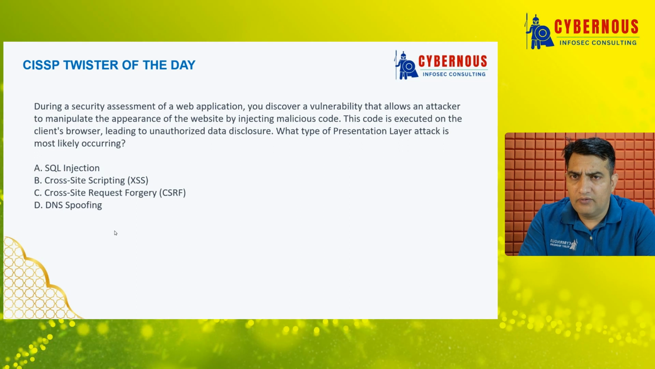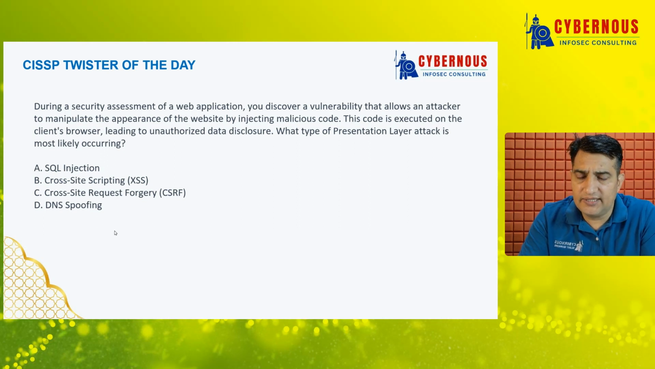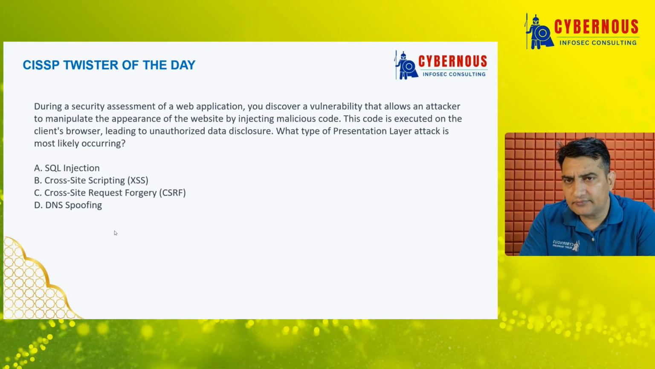We will also go to the third option, which is C, cross-site request forgery. Cross-site request forgery is a type of attack wherein a web application has some inherent trust in the requests coming from a particular browser. When that inherent trust is exploited by the attacker, this is called a cross-site request forgery attack.